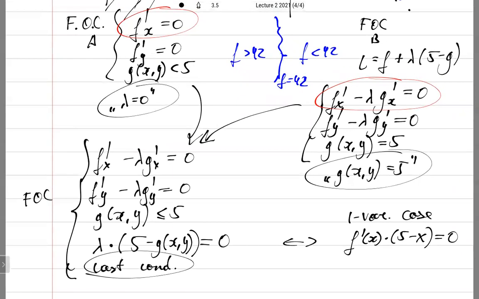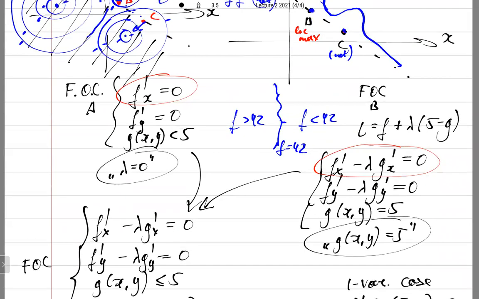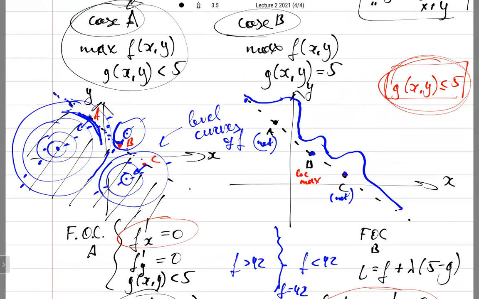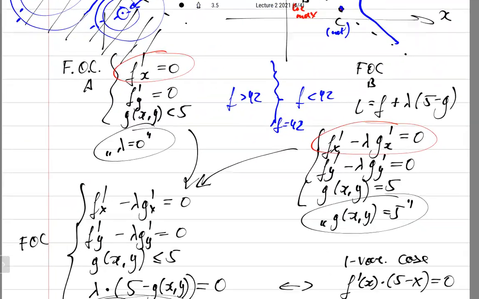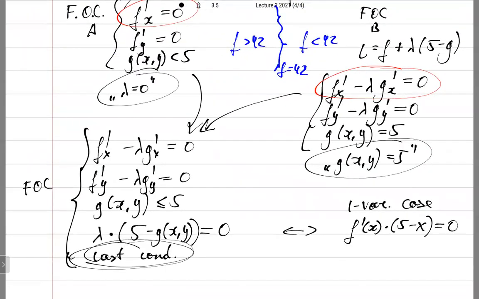But roughly, we see that we have combined in one system points where g is strictly greater or strictly less than 5, and points where g is exactly 5. So let's discover the last condition. The last condition is about what we need to exclude. This is okay, but there are too many points that satisfy our combined first order condition.